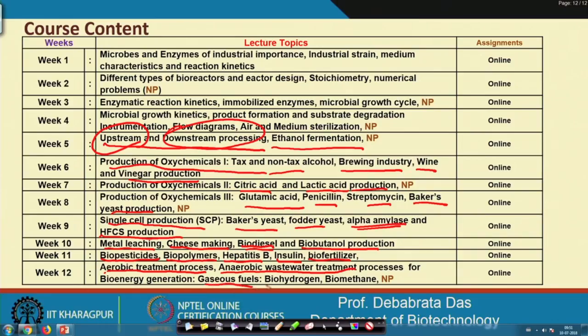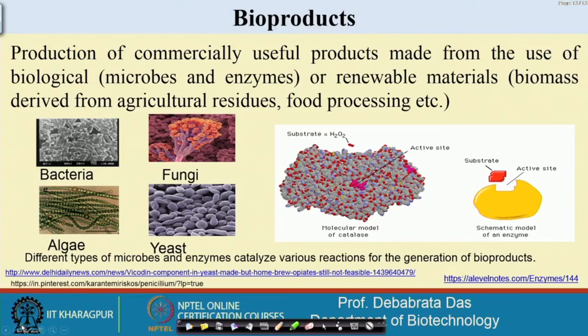Now, due to the development of the anaerobic digestion process, we can recover some money because we produce methane and carbon dioxide. Methane can be used as a fuel. Other gaseous fuel production we are also going to discuss, that is the biohydrogen production process. And finally, I want to summarize the whole course. Now, let me tell you how different bioproducts are produced.